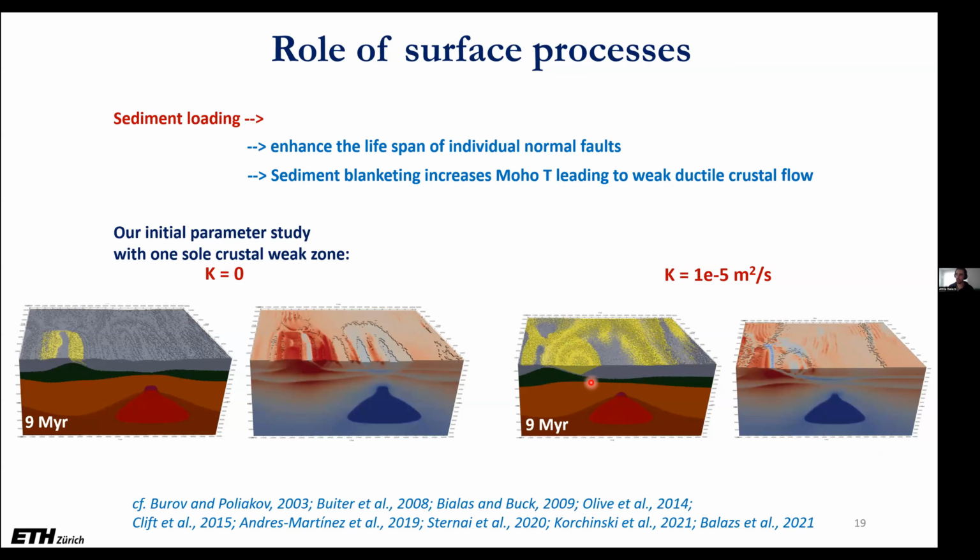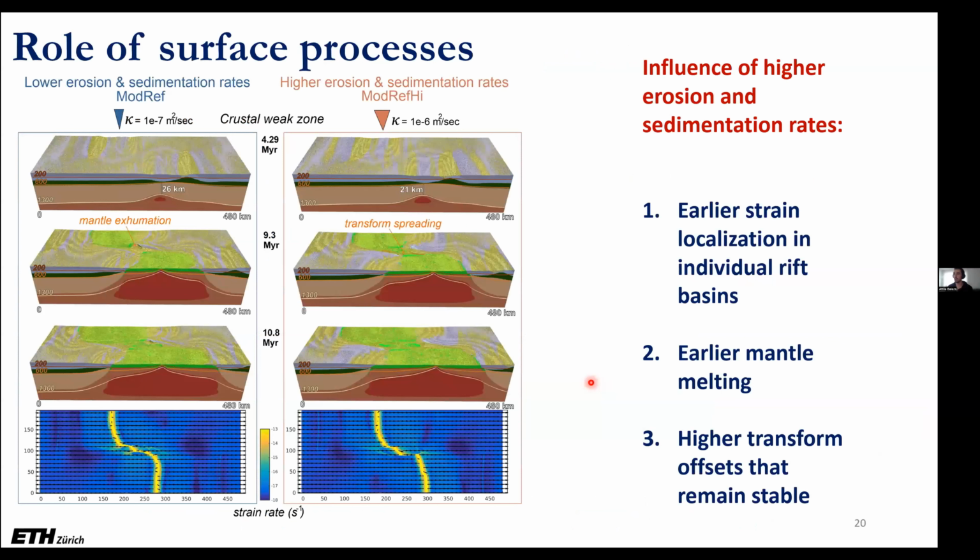So what does this mean for the case of transform formation? Here you see a comparison of two models with two different diffusion coefficients, but otherwise all the other parameters are identical. And what you see here is that when we applied higher erosion and sedimentation rates, that led to more efficient strain localization, that also led to an earlier mantle melting due to enhanced lithospheric mantle thinning. And this earlier mantle melting ultimately led to earlier crustal breakup, and that created higher transform offsets because the two rifts localized at a larger distance from each other.